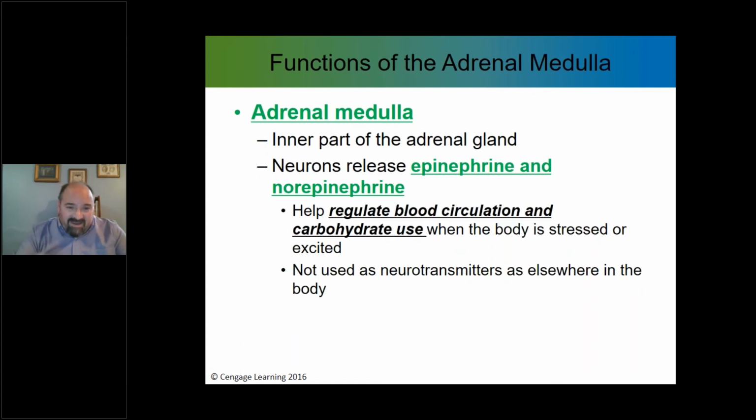The medulla, the inner portion of the adrenal gland, this really is important as far as releasing. It's a nerve area. There are neurons present, so it's nervous tissue, and it has epinephrine, norepinephrine. Okay, you've heard the terms adrenaline, noradrenaline. These are the same terms for what you're seeing there. They regulate blood circulation, carbohydrate use. Really, they're preparing the body for action, right?